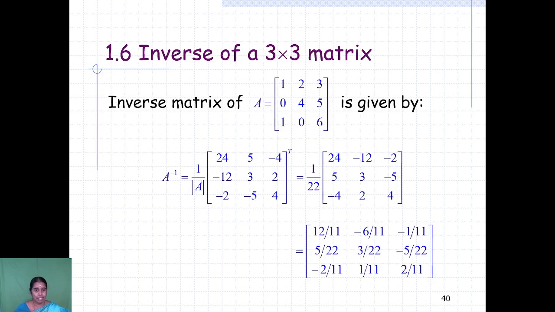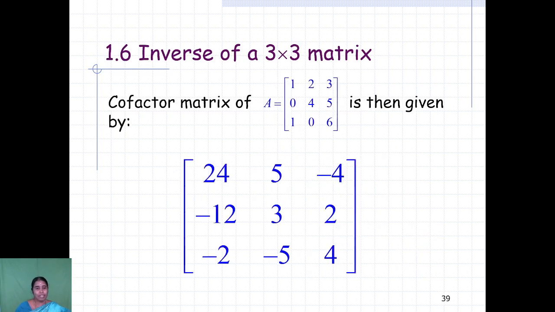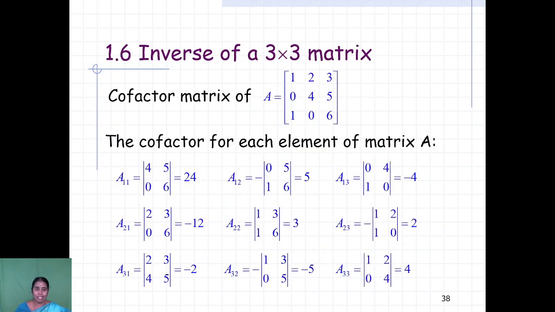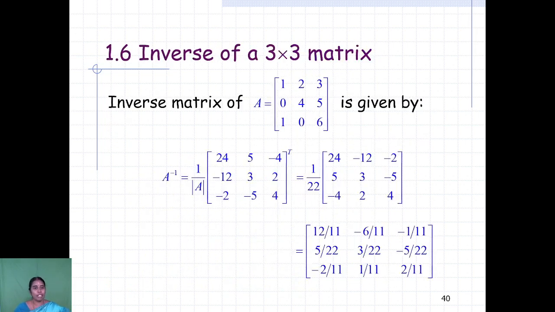Inverse of the matrix A. The given matrix is 1, 2, 3, and so on. Then A inverse is 1 by modulus of A times the transpose of the cofactor matrix. That is 1 by 22 times this matrix. We divide each and every element of the matrix by 22. Thus we obtain 12 by 11, and so on. This is our matrix. Thus we can obtain the inverse of the given matrix.